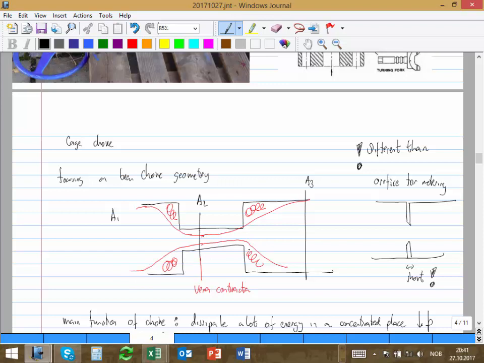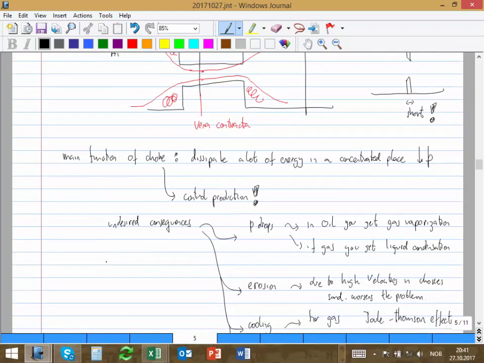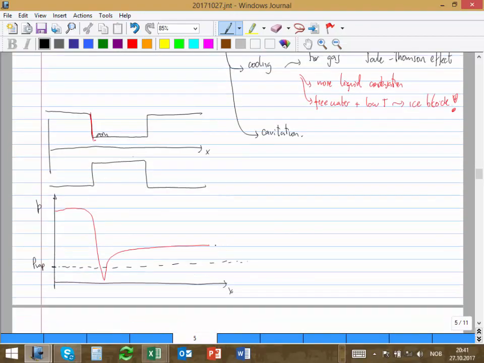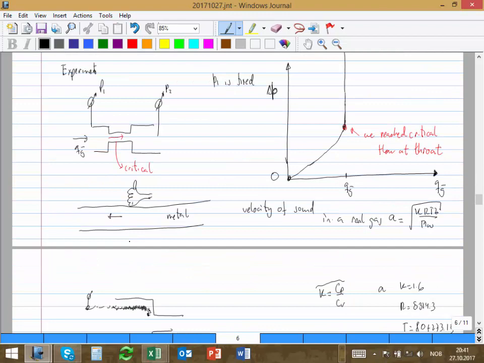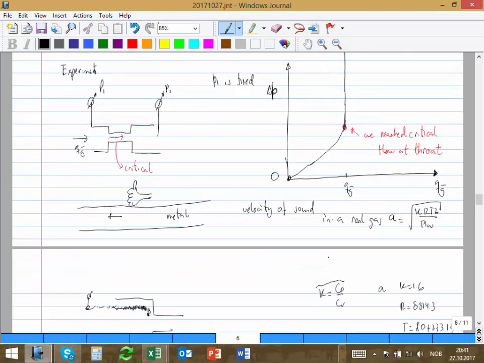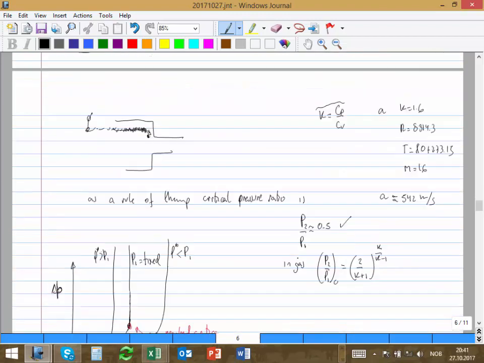You have an area very big, and then you go through an area very small. And almost all models are derived based on that. Only a few are not. I told you the problems that you have: cooling, erosion, cavitation, etc., which we cannot avoid. And then we said the thing with the choke is that there is a maximum rate that you can reach through the choke. If the inlet pressure is fixed, you have a maximum rate. And this is called critical. This happens when at the throat you reach the critical speed, and we say that's around 500 for gas.